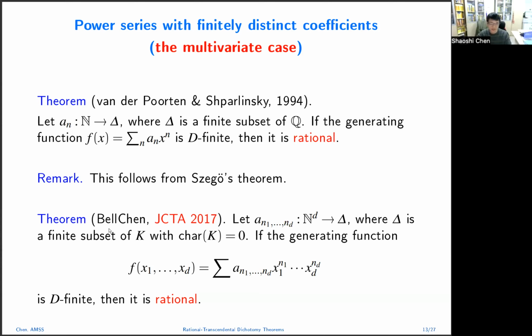Then with Jason in 2017, we generalized this result to the multivariate case. Actually, we are trying to rewrite everything, but the proof has become more and more complicated than this one. The result is: you have this power series in several variables, x1 to xd, and the coefficients are still taken from a finite set. But we need to assume that this finite set is in a field of characteristic zero. In positive characteristic this is not true, so we need this condition. Then we show that if this is a D-finite power series, then it must be rational. That's our second rationality theorem.